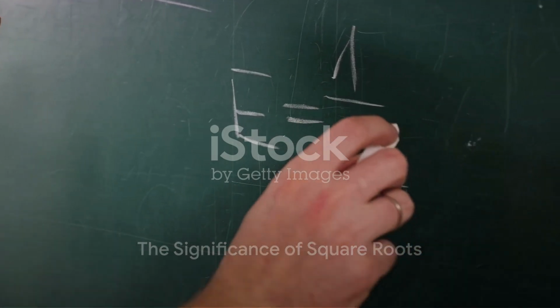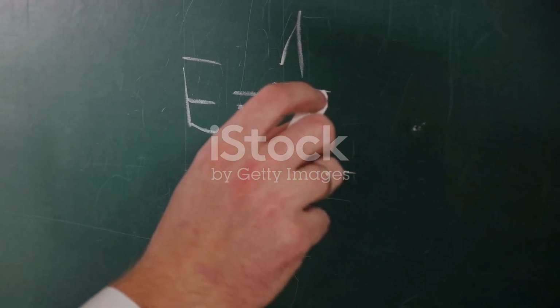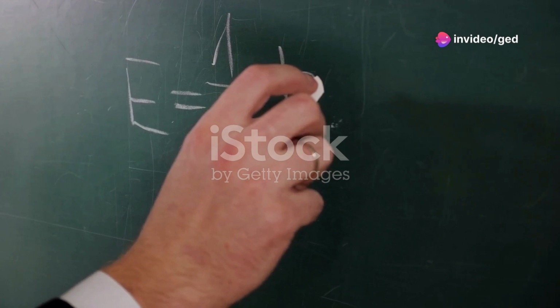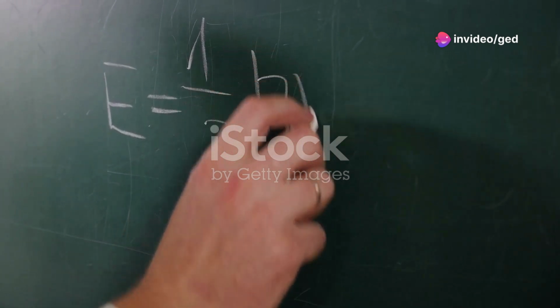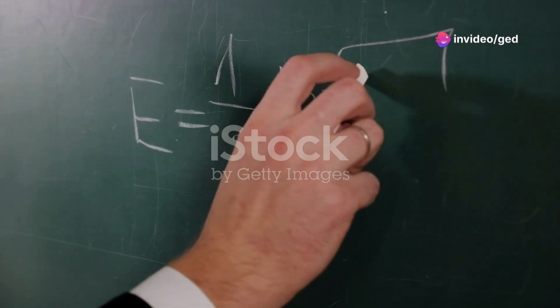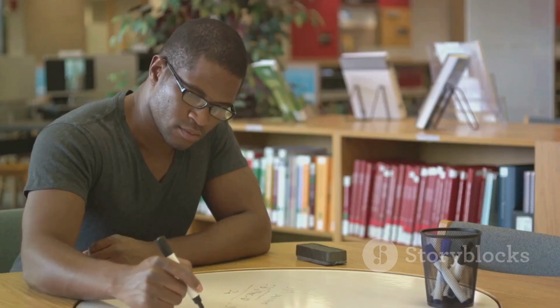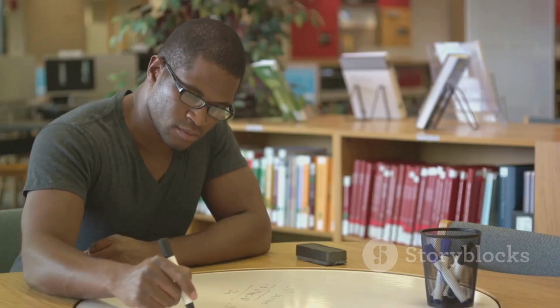A square root is a number that, when multiplied by itself, yields the original number. For example, the square root of 16 is 4, because when we multiply 4 by itself, we get 16. Recognizing square roots of perfect squares and understanding how to compute them is a vital skill the GED math test often assesses.